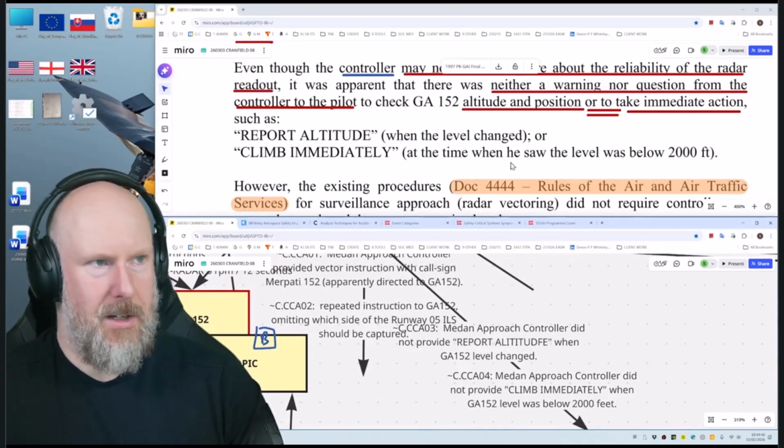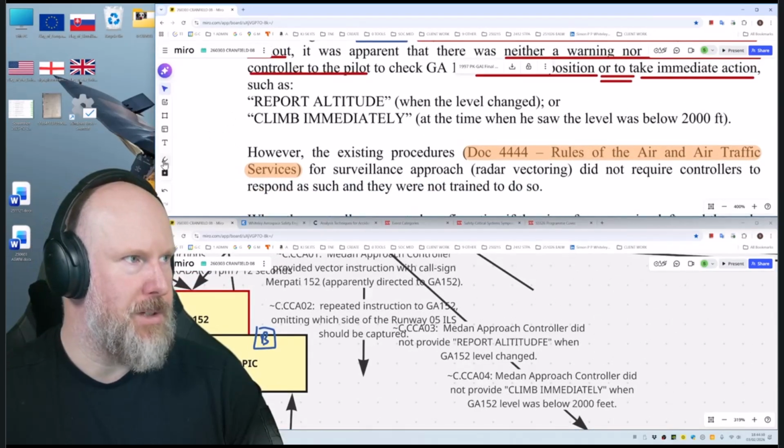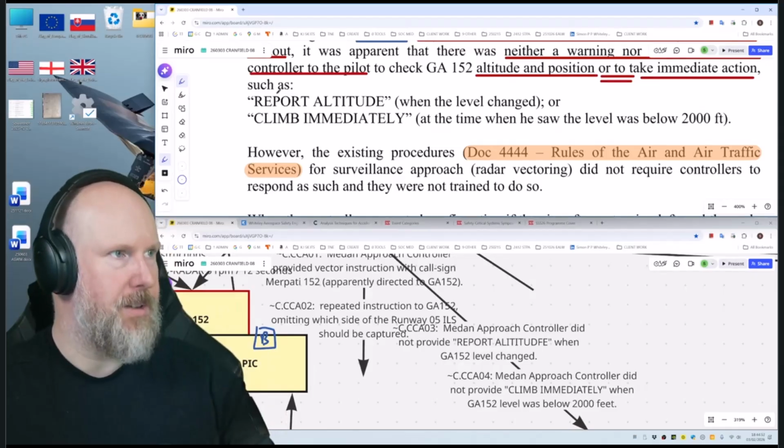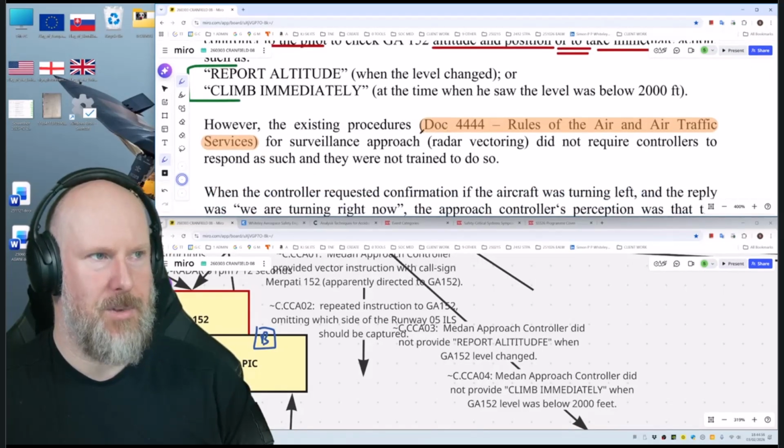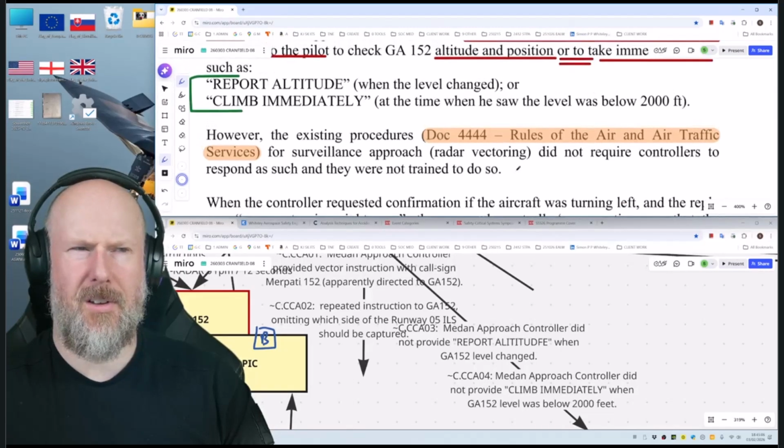Okay, so I've talked about that a lot, so let's keep moving. In fact, let me just highlight those so I don't forget them. So you've got that one and that one and that one. There we go. However, the existing procedures for surveillance approach, radar vectoring, did not require controllers to respond as such, and they were not trained to do so.